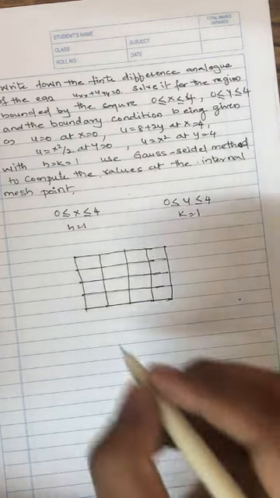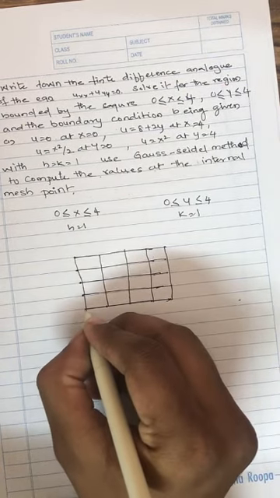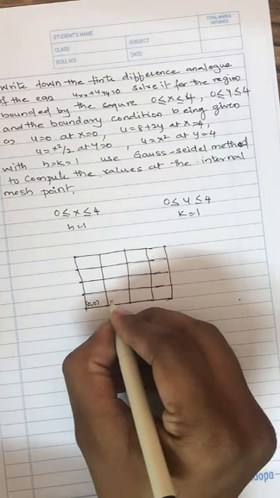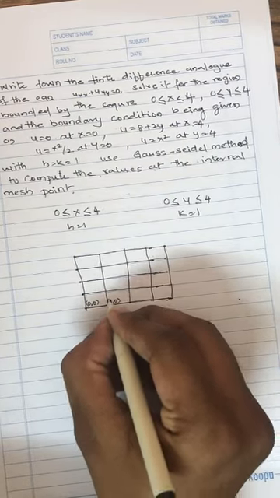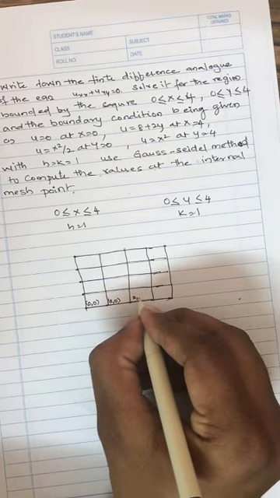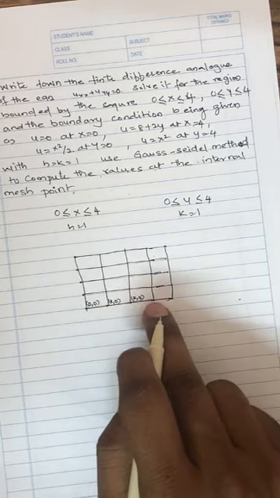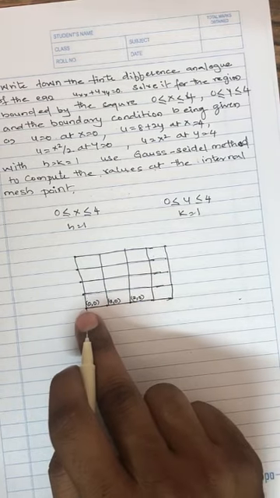So you can see that here x will be 0 and y will be 0. Here x will be 1, y will be 0. x will be 2, y will be 0, because there is no increment in y, only the increment in h, that is in the x direction.